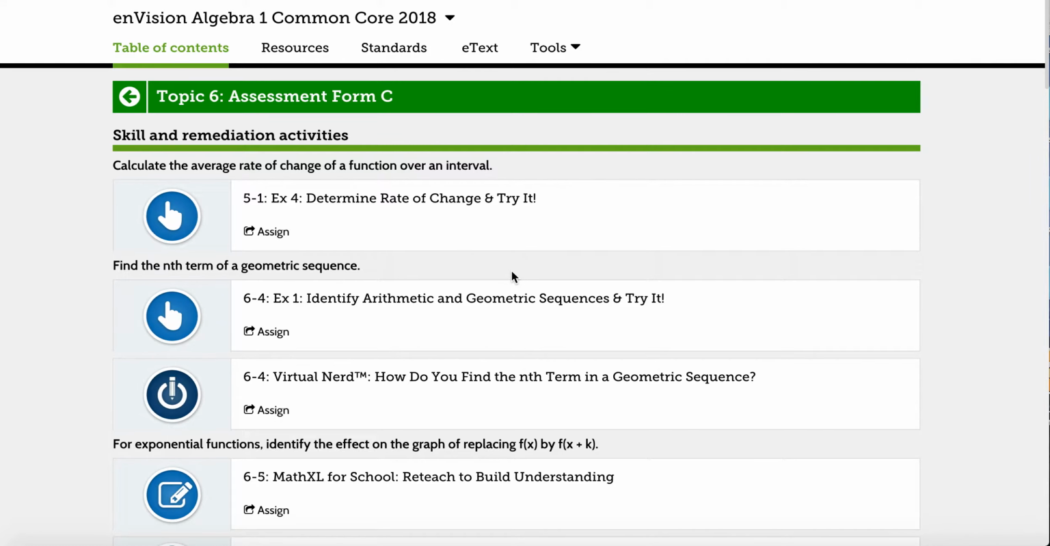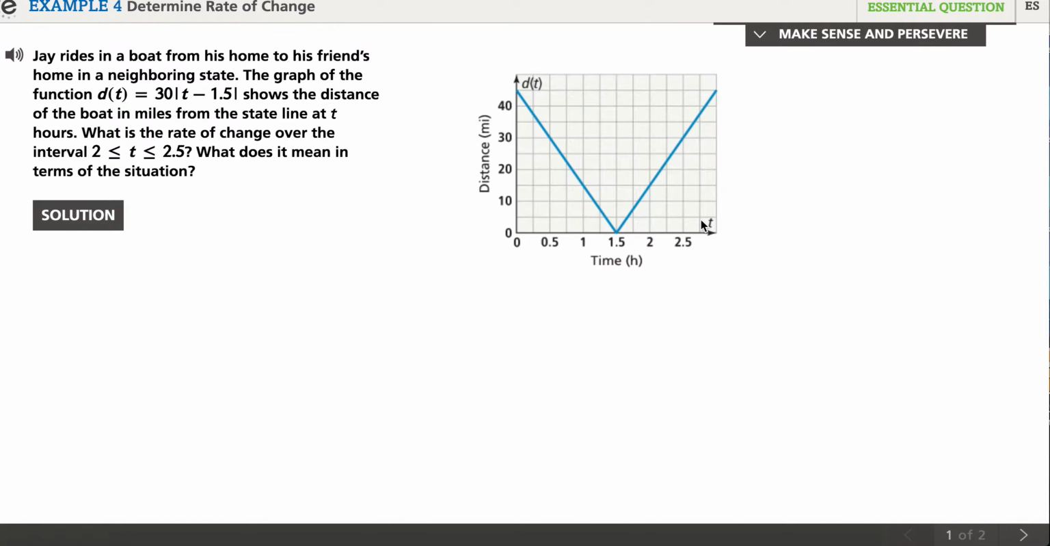Okay, we're going to review chapter 6, exponential functions. We are going over the topic of how to calculate the average rate of change of a function over an interval. Let's see some examples. I just want to skim through this, guys.